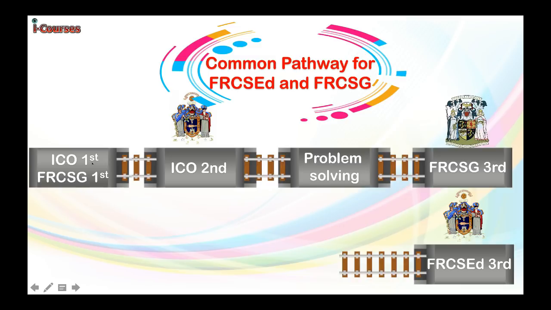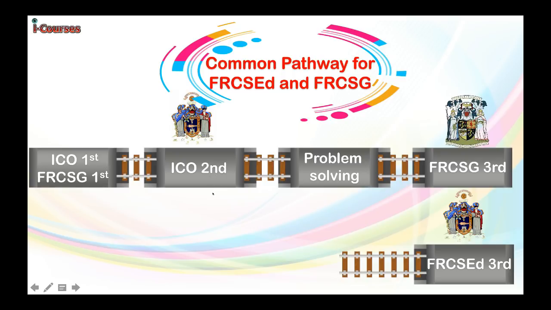So if you are sitting for the first ICO next April, and in April 2020 you sit for the second ICO and you passed both of them, now you are eligible to apply for membership of the Royal College of Surgeons of Edinburgh. But what about the doctors who already have the first ICO and want to apply for the Royal College of Surgeons of Edinburgh membership? Then they will have to sit for the second ICO.